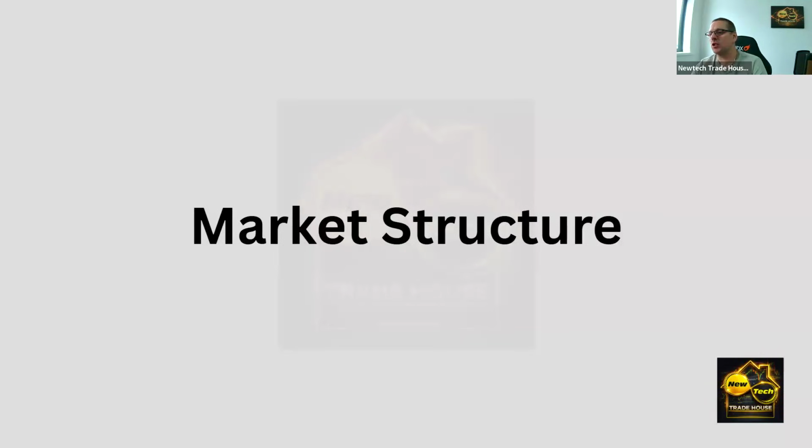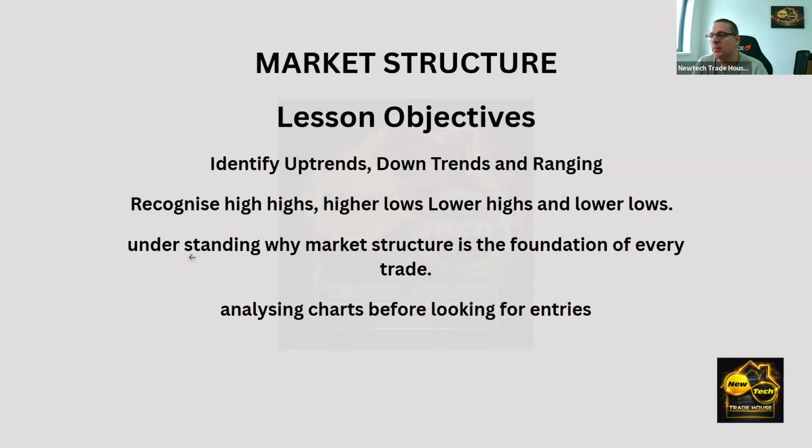So we're going to run through this short presentation and I'm going to show you how to practice and how to actually work through market structure. By the end of this lesson, we want you to be able to identify uptrends, downtrends, and range in markets. You're going to be able to recognize higher highs, higher lows, lower highs, and lower lows. Now with this, you're going to have an understanding of market structure and why it's going to be the foundation of every trade, really, basically.